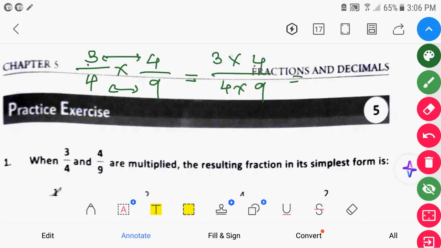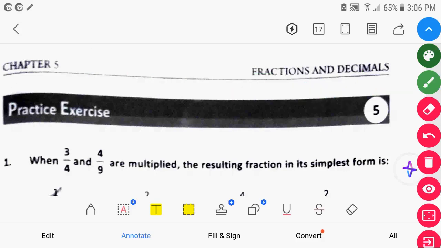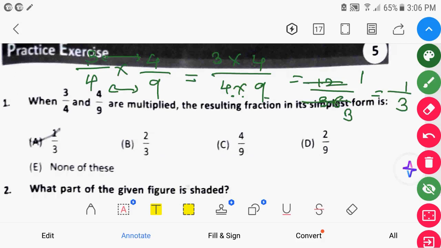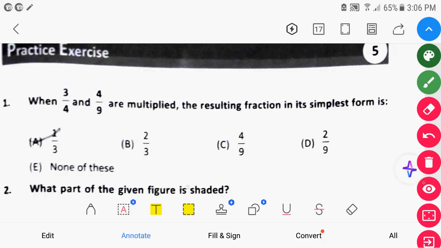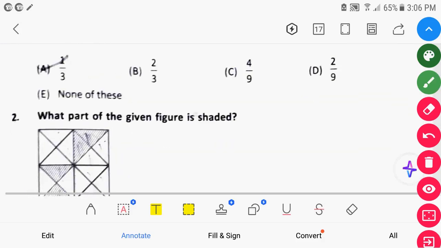So we got 3 4s are 12 and 4 9s are 36. Now the simplest form of 12 upon 36: 36 comes in the table of 12. So 12 ones are 12, 12 threes are 36. So the simplest form is 1 upon 3. So your answer will be answer A, which is 1 upon 3. Okay, so this is multiplication of the fraction.